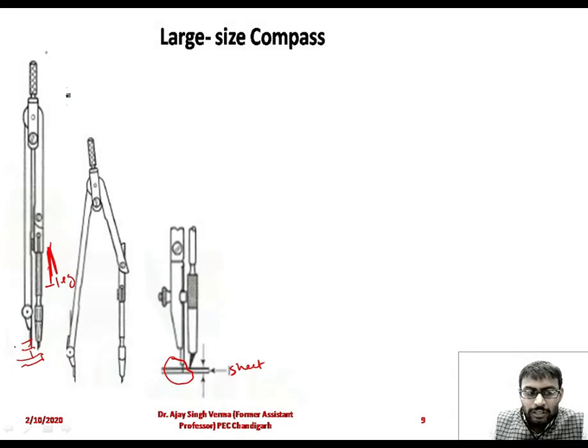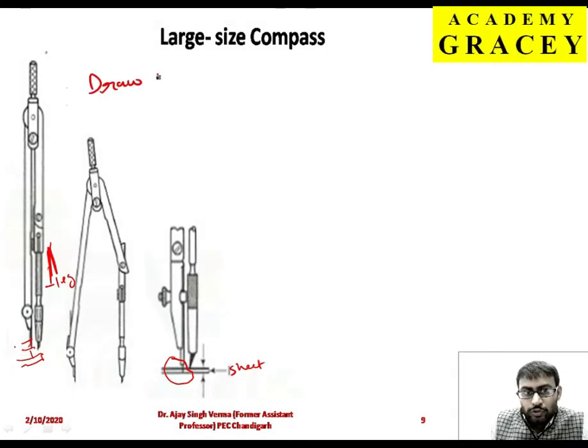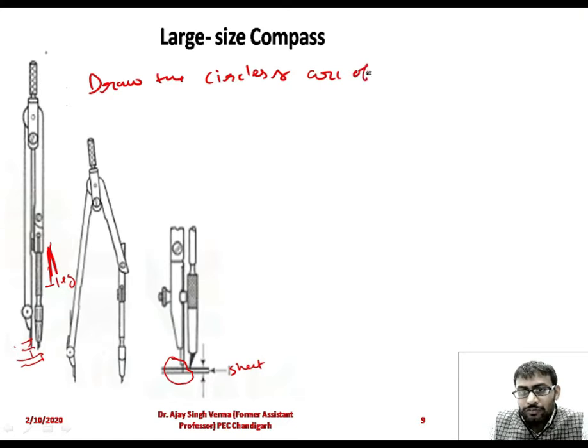The basic fundamental of the large bow compass is to draw circles, and arcs of the circle can easily be drawn with the help of large bow compasses. So with the help of large size compasses, we can draw up to 120 mm diameter.